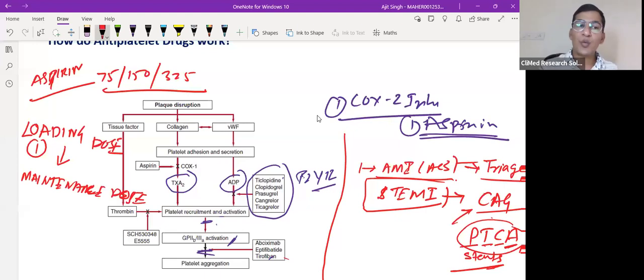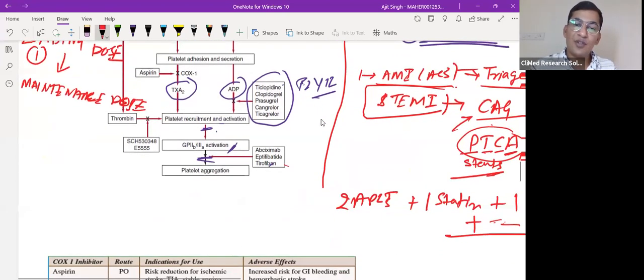So we start with the loading dose of aspirin and either clopidogrel or ticagrelor, whatever is to be given to the patient. Aspirin is definitely there. Along with aspirin, we can give clopidogrel, prasugrel, or ticagrelor, or cangrelor also. Nowadays cangrelor is available, not in India, but outside India. So let's talk about the Indian scenario: clopidogrel, prasugrel and ticagrelor also have loading doses and maintenance doses.